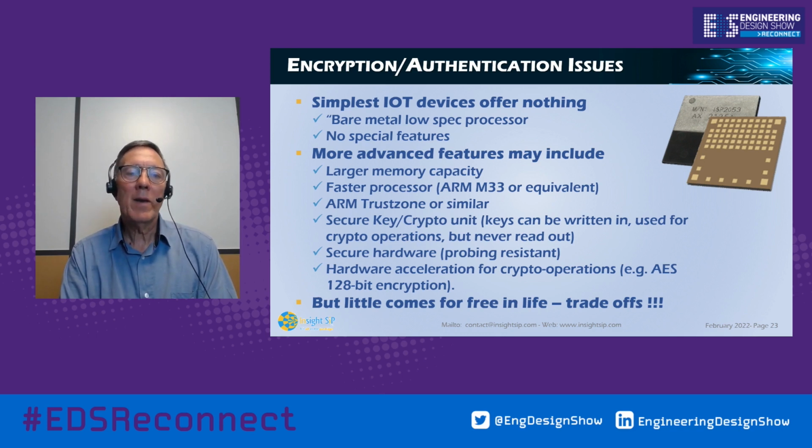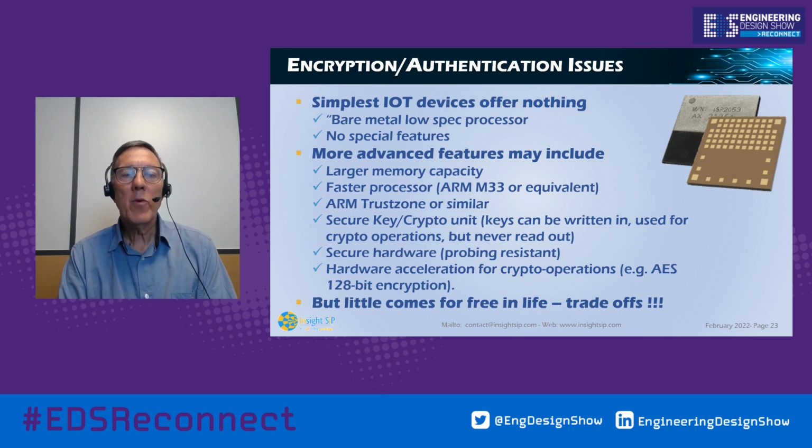And if you're in an environment where you need security, you need to think about what you should do to improve the security of your device and change the hardware you're using. If you want to add security, you definitely need to be sure that you have devices that have more memory capacity than the simplest Bluetooth Low Energy devices or the simplest Wi-Fi devices. You probably need a main processor or a pair of processors that are significantly faster. For example, you may want to go from an ARM M0 to an M33 or equivalent.